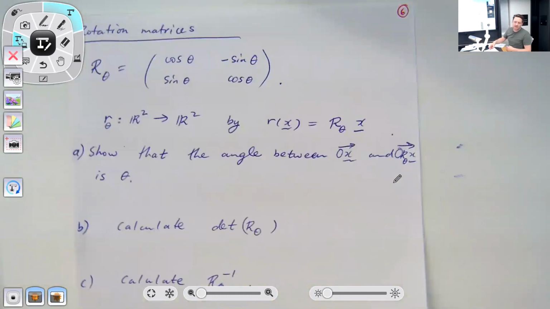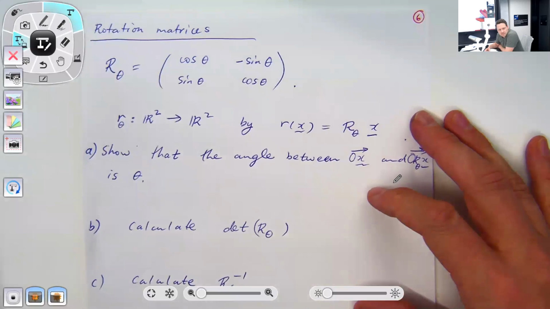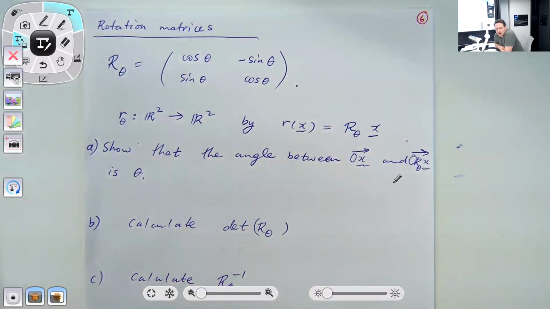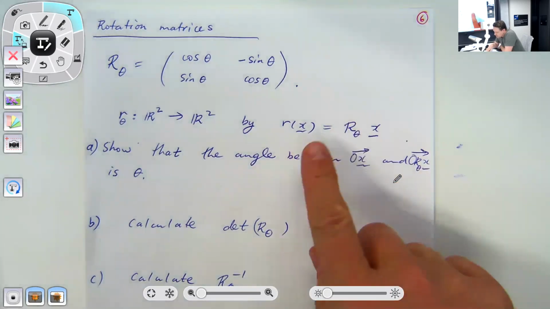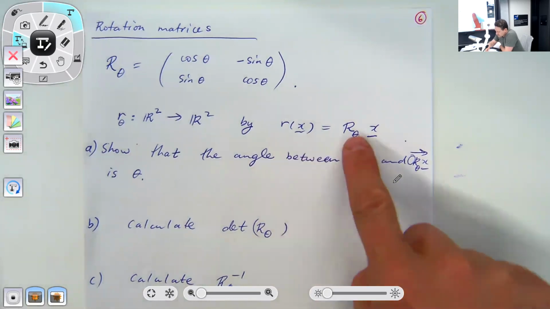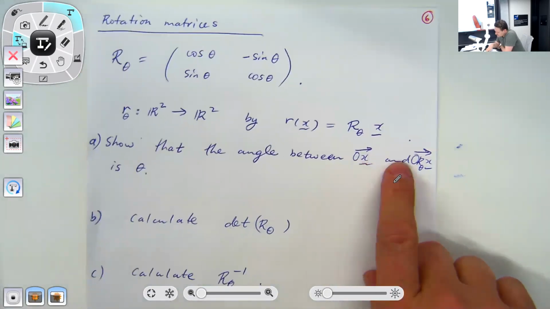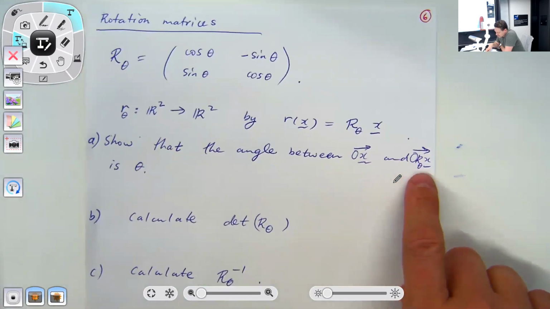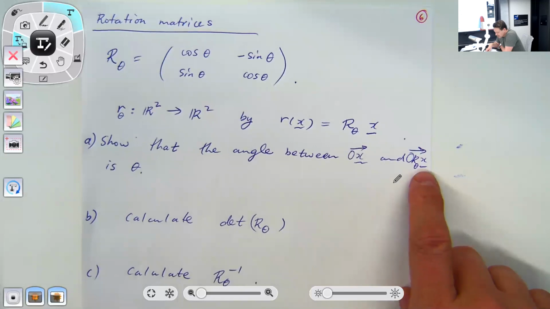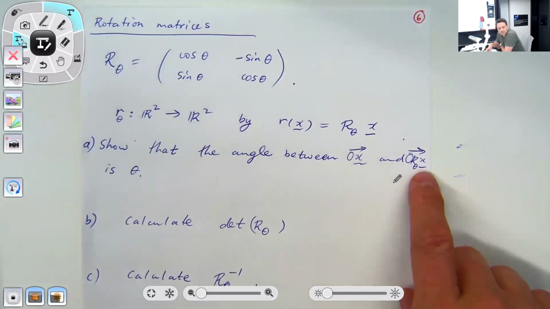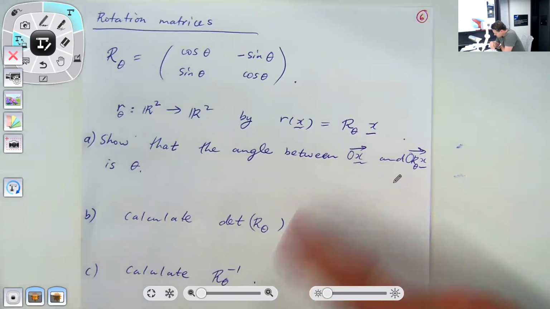Now, if we think we have it already, and you can Wikipedia this and you find this, but if I'm given this, how can I verify that it's correct? You can define a map that sends the vector x to this times x. Then you want to show that the angle between the origin and x as a vector and the origin and r theta times x as a vector is theta.